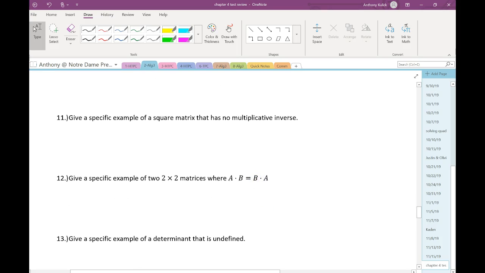So it says, give a specific example of two 2 by 2 matrices where A times B does equal B times A. Now, can I just pick any two matrices and have this work? No, right? We talked about some specific situations where this does work. Does anybody remember one of those situations?